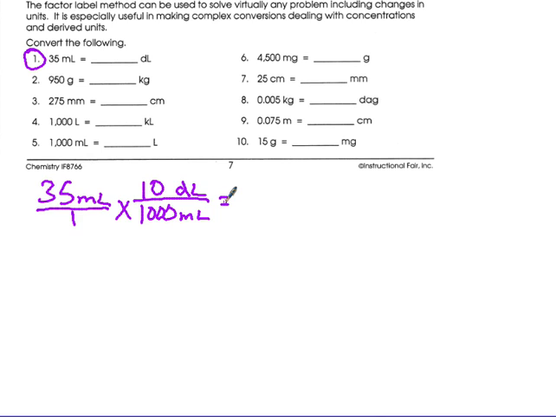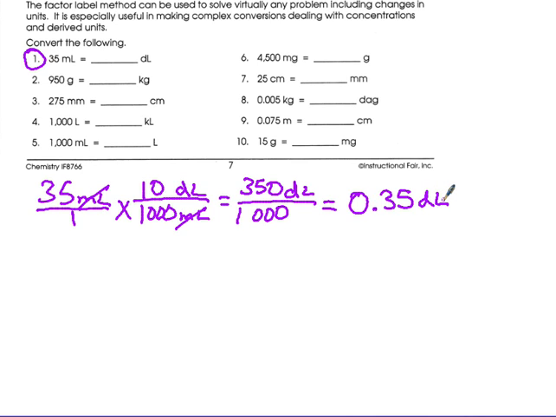So it would be 35 times 10 divided by 1,000. Now milliliters cancel, and now we're in deciliters, so it would be 0.35 deciliters. I only have 2 significant digits here, so my answer can only have 2 significant digits.